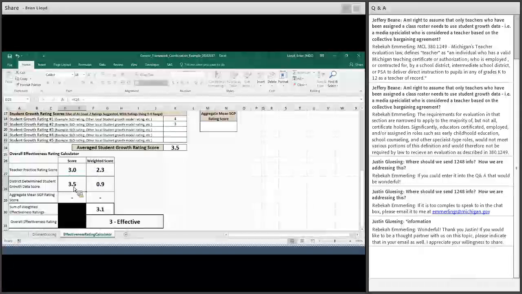Then the student growth rating score, which was averaged at a 3.5, would be weighted, and because we've indicated 2017-18 is the school year, that score is weighted at 0.25. Those weighted scores are then added together to calculate a sum of weighted effectiveness rating. That sum would be rounded so that 3.5 and above would indicate a 4, a rating score of highly effective.